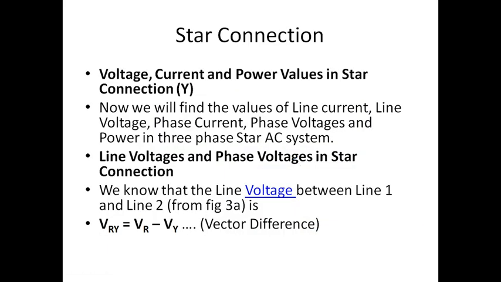So voltage, current, power values, we will find the values. That's what I told. Line current: whenever my current is passing through any line, that is known as my line current. Again, line voltage, phase current, phase voltage. The current in my phase is known as phase current, and the voltage available in the phase is known as my phase voltage.